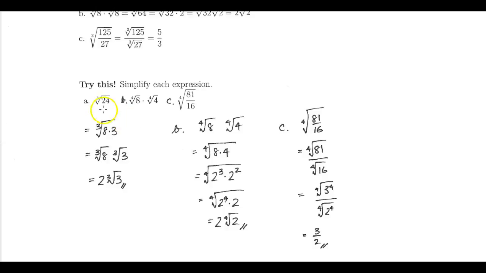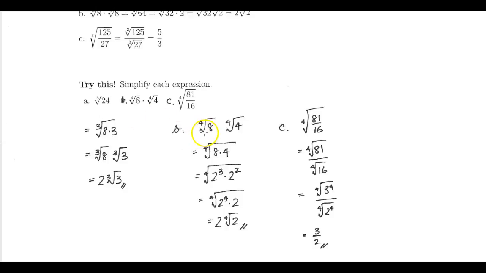So in the first problem, the largest cube that's a factor of 24 is 8. So I rewrote this as cube root of 8 times 3, which is cube root of 8 times cube root of 3, which is 2 times the cube root of 3.